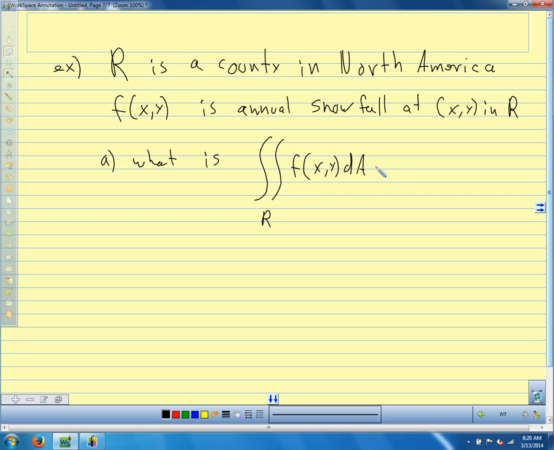That would represent, we're summing the snowfall over the entire county. So this would be the, Derek says, total snowfall. So this is the volume of snow. Is that per year? Total snowfall per year, total annual snowfall.